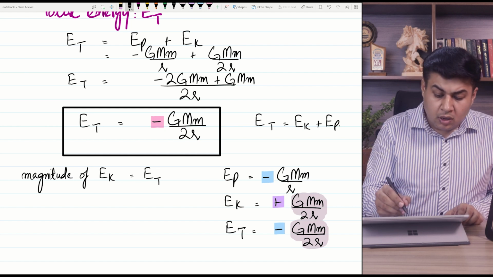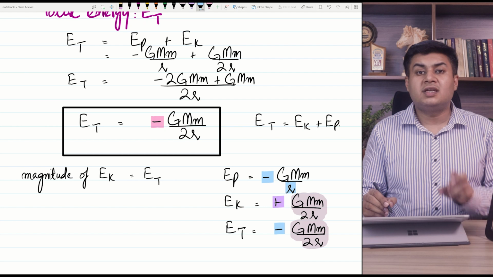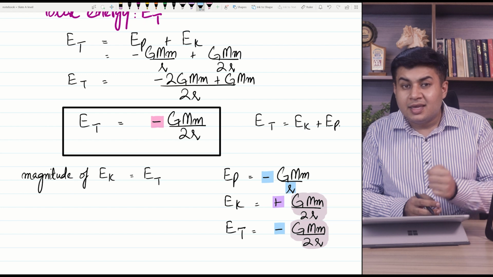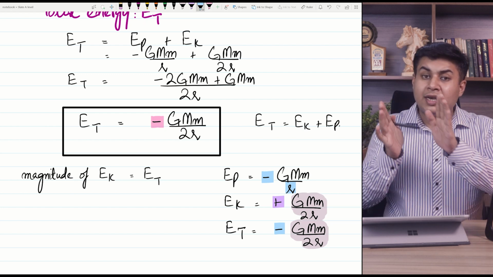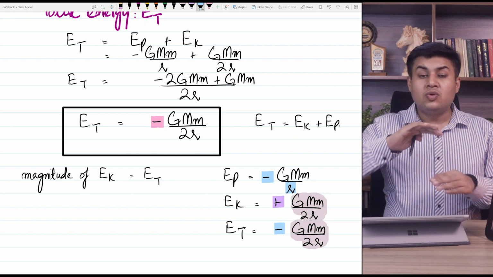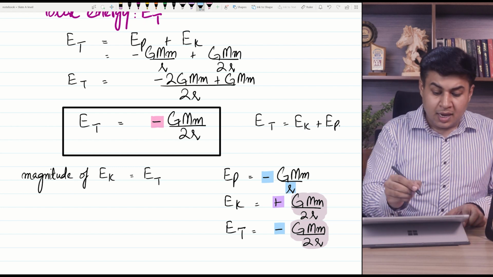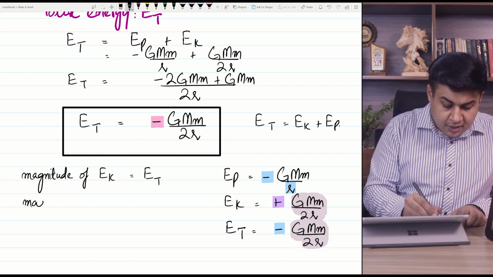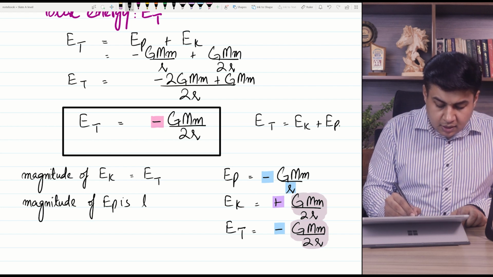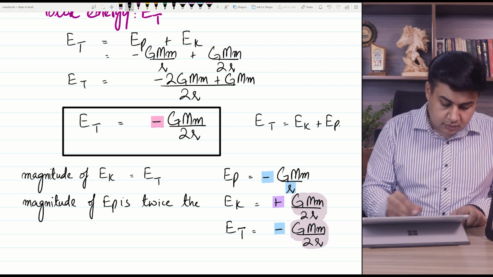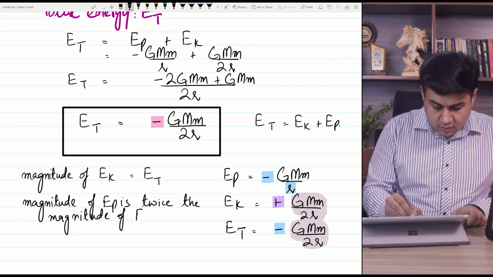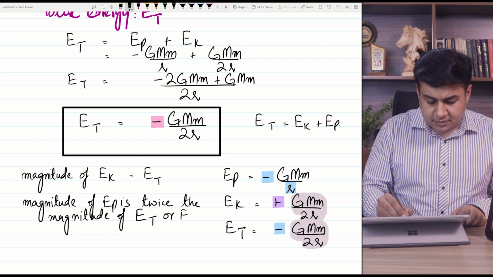पोटेंशियल एनर्जी का मैग्नीट्यूड डिफरेंट है बिकॉज उसके डिनोमिनेटर में 2r नहीं है, उसके डिनोमिनेटर में सिर्फ और सिर्फ r है, राइट? तो पोटेंशियल एनर्जी का डिनोमिनेटर जो है वो हाफ है, 2r नहीं है, r है. जब डिनोमिनेटर हाफ होता है तो ओवरऑल मैग्नीट्यूड डबल होता है. ठीक है? So magnitude of potential energy is twice the magnitude of total energy or kinetic energy.